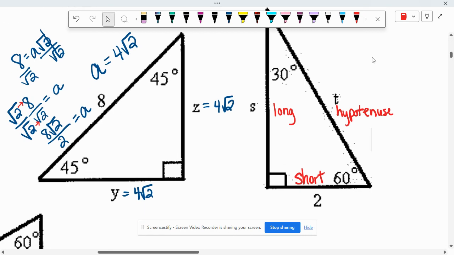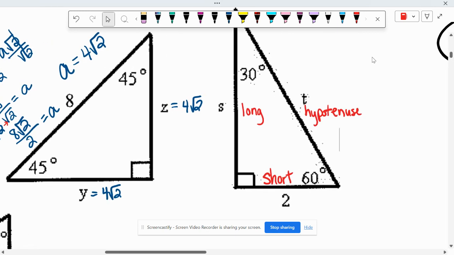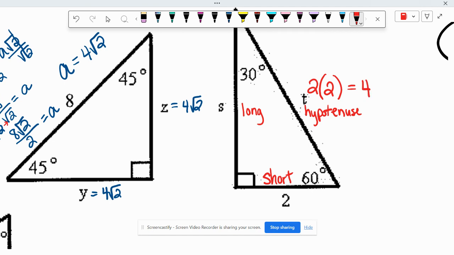Aubrey, if you look at the rule that we just wrote down for the 30, 60, 90s, if you know the short leg, how can I find the hypotenuse? So it's 2 times whatever the short leg is. And 2 times 2 is what? Okay. So my hypotenuse is 4.